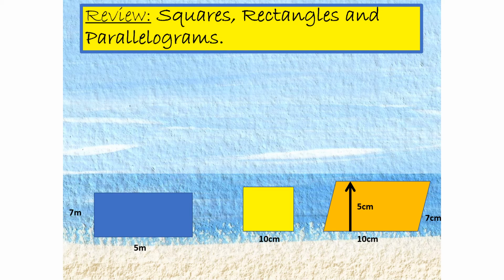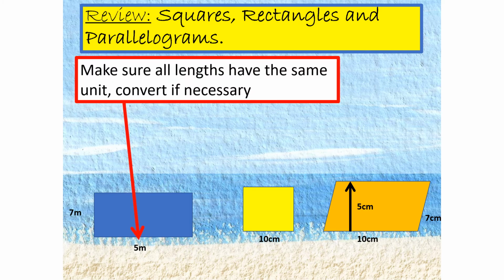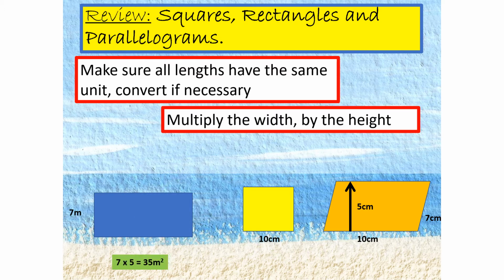So just to review how we find the area of rectangles, squares, and parallelograms. Remember that units are important whenever you're calculating. When the units are consistent, when they're the same, you can do your calculations with ease. However, if they are mixed units, then you need to convert. In the first case there, the units are the same. There are no problems. In fact, all of the questions have the same unit, so we don't have a problem with that.